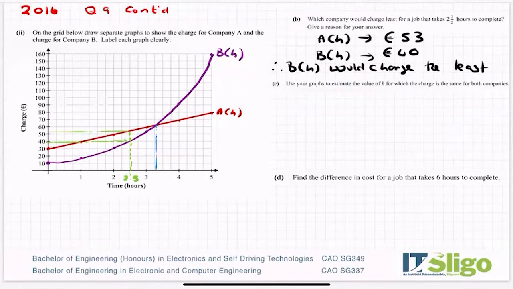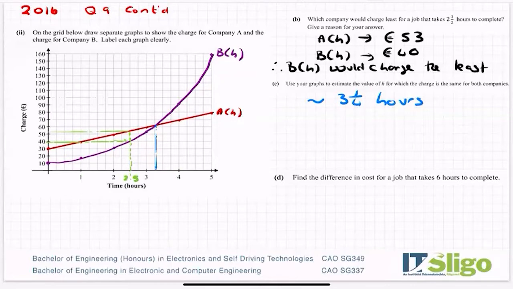I use a graph to estimate the value of H. So in fact, I only need to go down on this one. I was just about to go across, because isn't H time in hours? They only asked for the value of H. So what's that, about 3? That's 3.5 hours. So 3.25 hours. So about 3.25 hours.